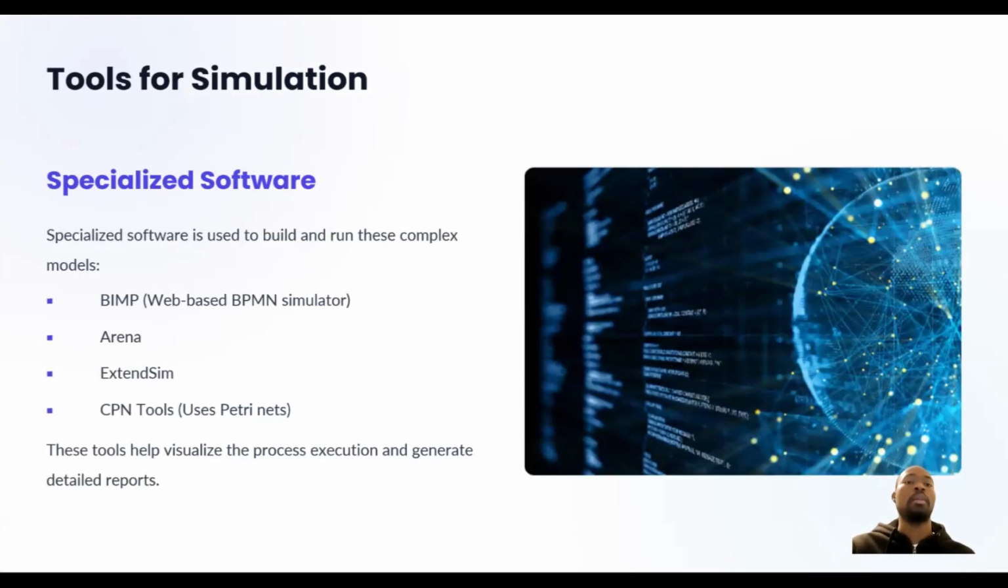The chapter breaks down the tools for simulation, including BIMP, which is a web-based BPMN simulator. It also makes mention of ExtendSim and Arena, which are more advanced commercial software, and CPN, which uses Petri nets for detailed modeling. These tools visualize process execution and generate charts and reports automatically.